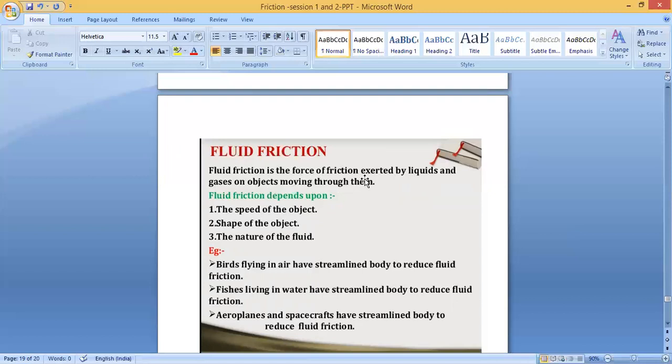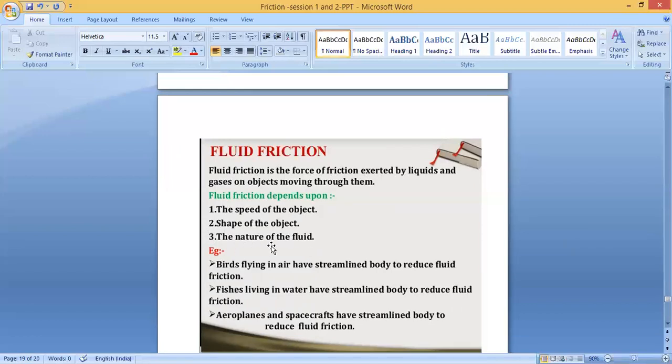It is the force of friction exerted by liquids and gases on objects moving through them. Okay. So fluid friction depends on three main points. One is the speed of the object. Second, the shape of the object. Third is the nature of the fluid. So first we can see the nature of the fluid.